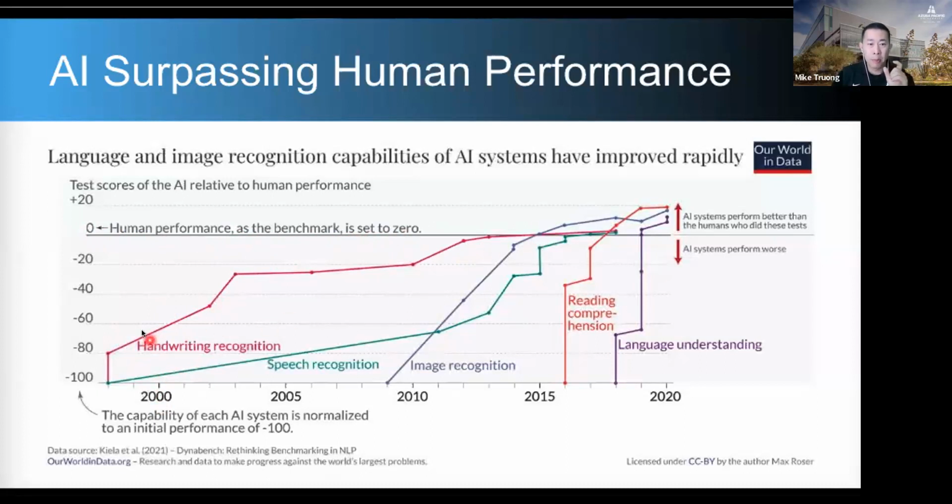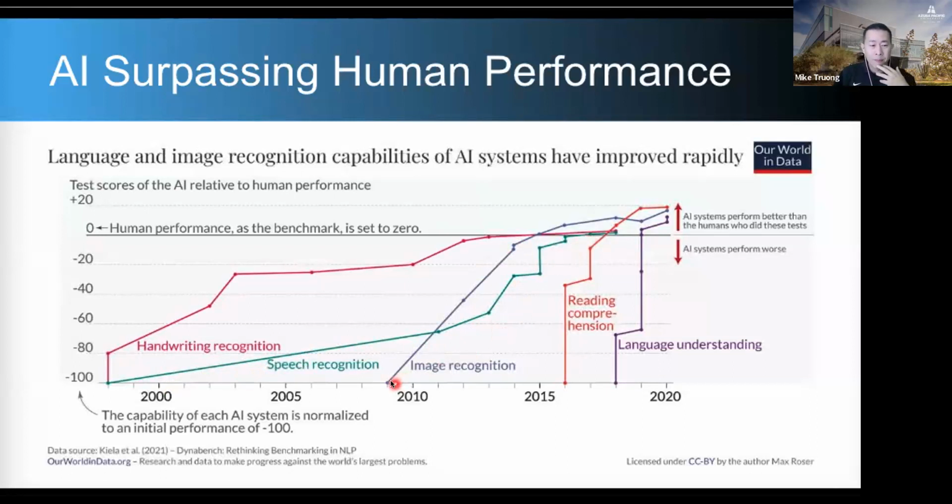This particular reddish model does handwriting recognition. And you can see in the 90s, it just wasn't a thing. But it started making progress over time, and now it is comparable to human beings and able to decipher handwriting. The next line here, a greenish model, is speech recognition. It started in the late 90s, and over time it's now at parity with humans in terms of understanding, like if you say something, the computer can actually make out what you're saying.